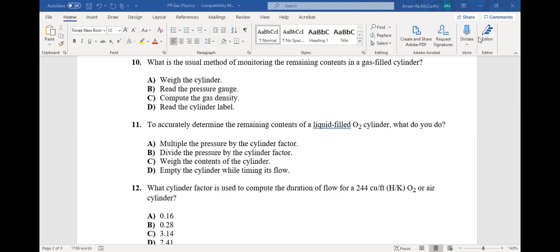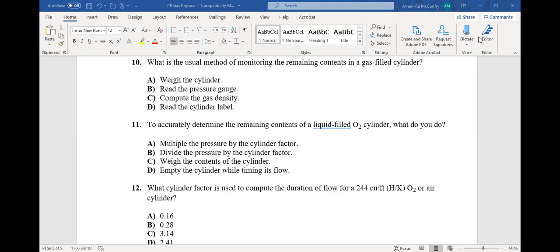All right, number 11. Ms. Shepard, to accurately determine the remaining contents of a liquid-filled oxygen cylinder, what do you do? C. Just say the answers, because the A, C, B's, and all that sound the same. Weigh the contents of the cylinder. Good. Weigh the contents of the cylinder.